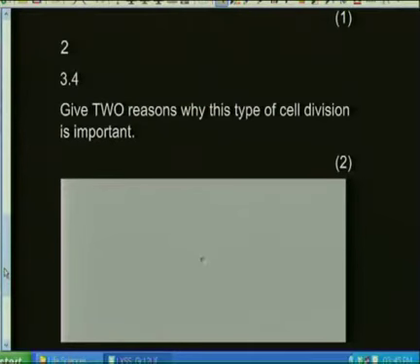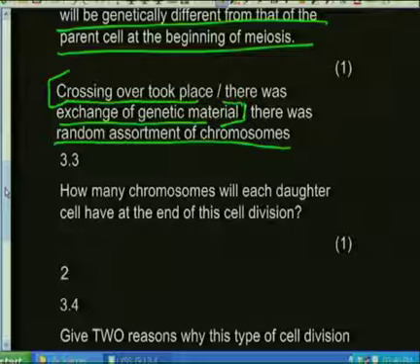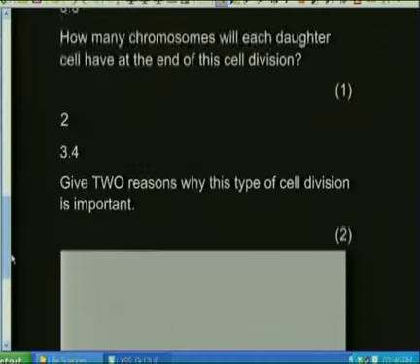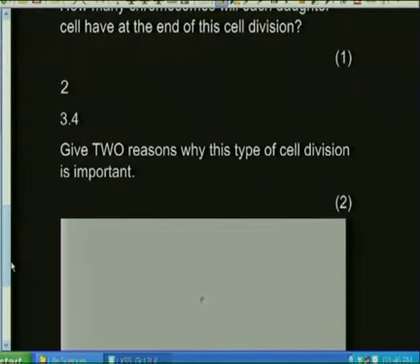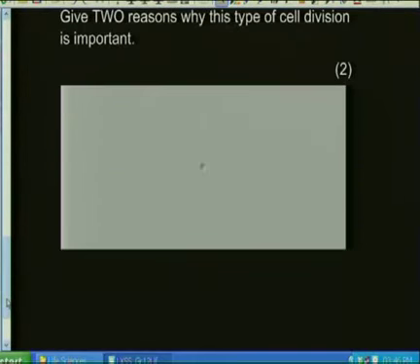Give 2 reasons why this type of cell division is important. Now, remember, some of these questions are talking to our bullets when we started. The previous question on crossing over dealt with the significance, the importance of meiosis. This question is going further with that importance as well. And what are those importances?